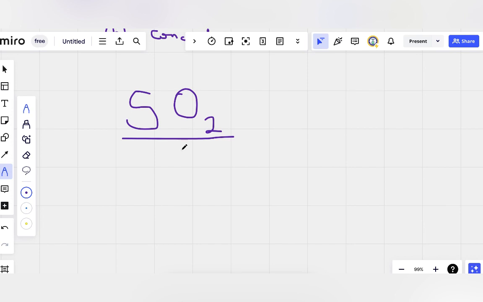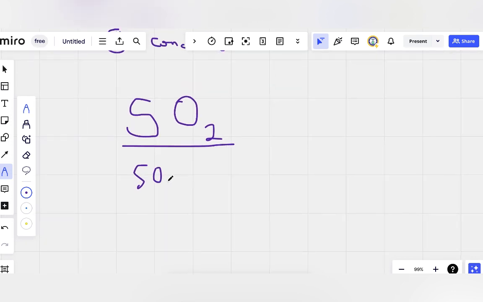And it will react with water to form what? To form sulfurous acid. Not sulfuric acid, sulfurous. This sulfur dioxide will react with water to form sulfurous acid.